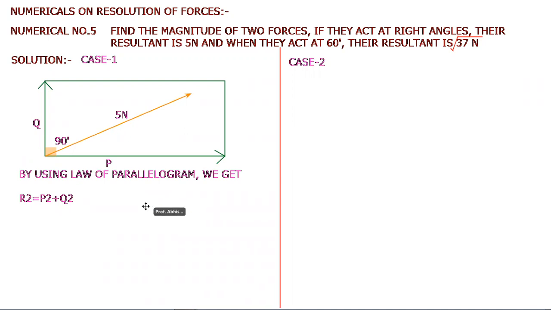Now, the value of r is 5. So therefore, p square plus q square is equal to square of 5, and that is 25. So this will be our equation number 1.